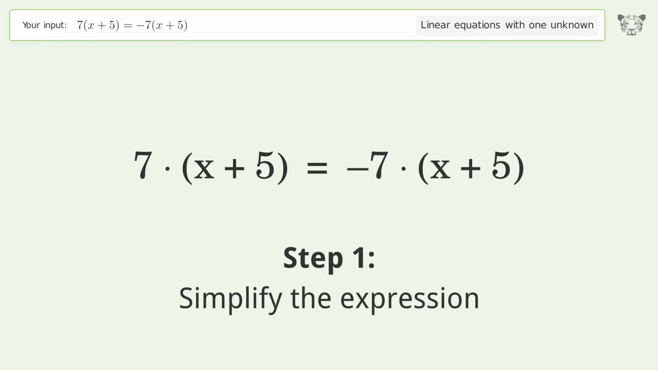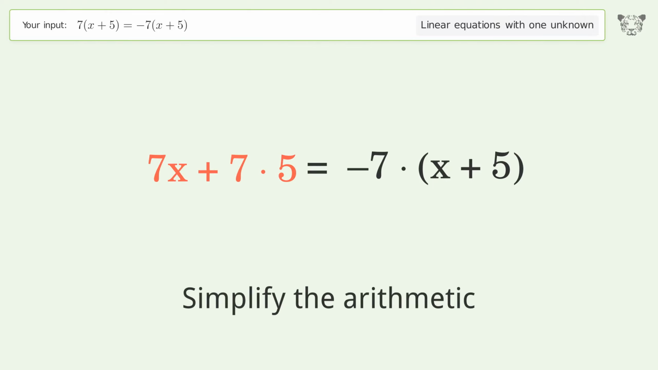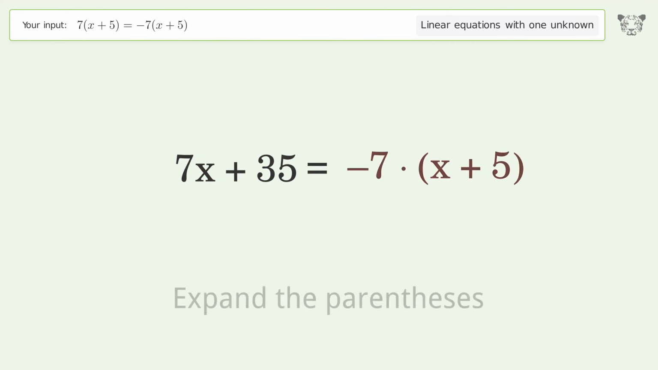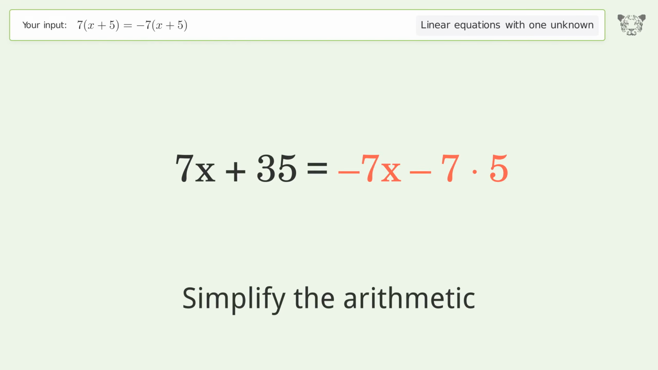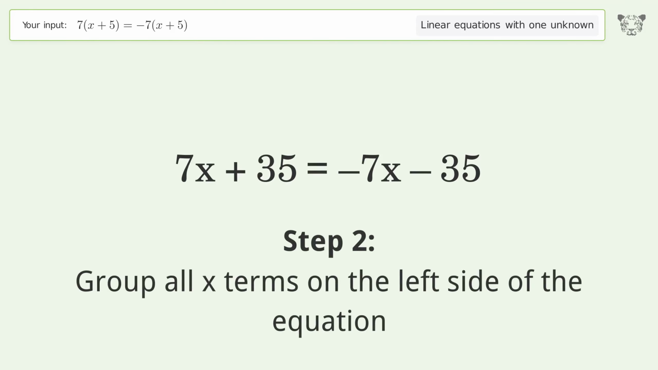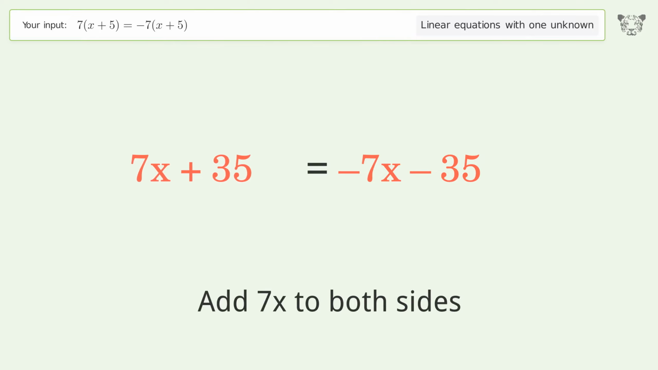Simplify the expression. Expand the parentheses. Simplify the arithmetic. Expand the parentheses. Simplify the arithmetic. Group all x terms on the left side of the equation. Add 7x to both sides.